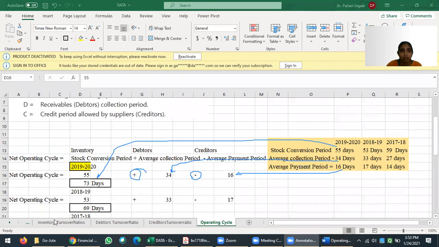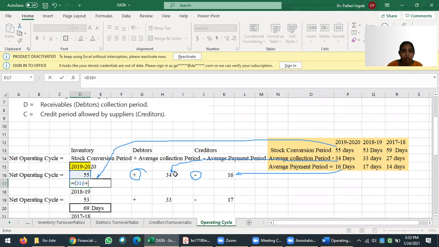Okay, so in front of you, I will do the same. 55 plus 34 minus 16. Understood? What you have to do? 55 plus 34, sorry, minus 16, not plus, minus 16. So 73 days is the operating cycle of 2019-20. Done? Understood? Now same way we will do for the next year.